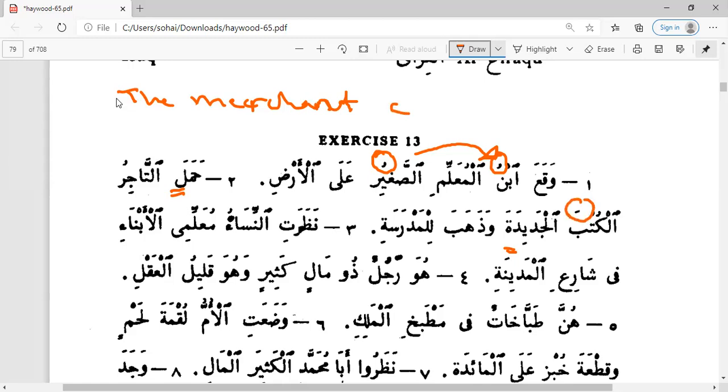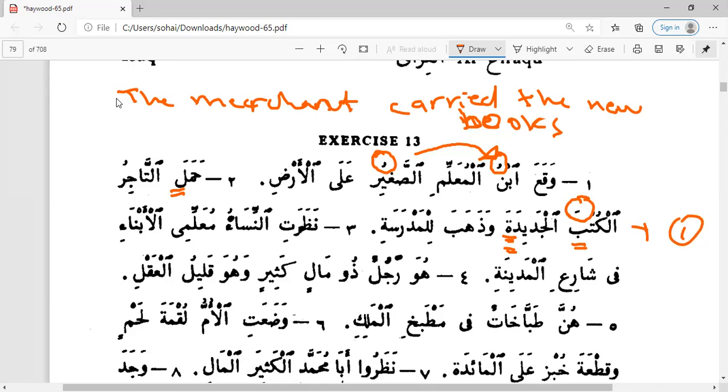Al-kutuba is an object. Why do you say object? Because it's accusative. And what about al-jadidata? It's the adjective of that book. Why is it feminine? Because al-kutubu is a broken plural, number one, and it's a non-male-human. So when it's broken plural, it's considered feminine singular for agreement purposes. So al-jadidata is feminine. So the merchant carried the new books.